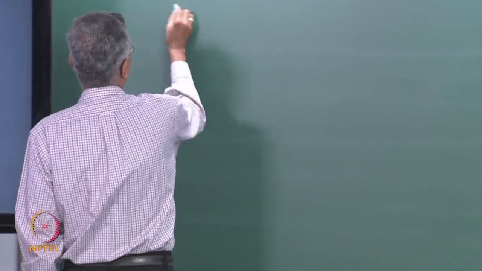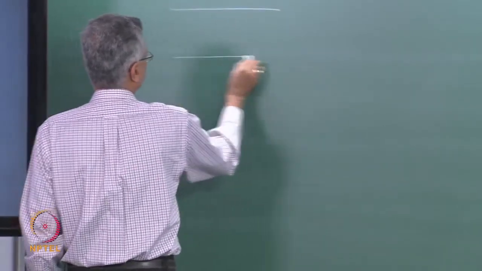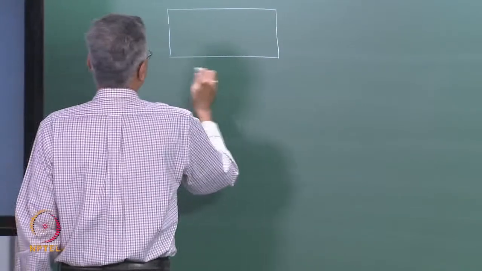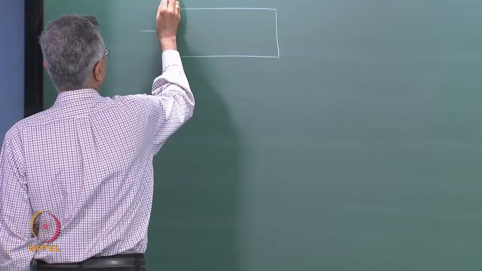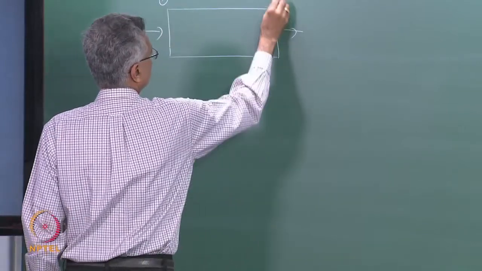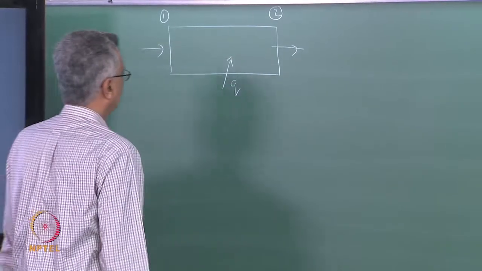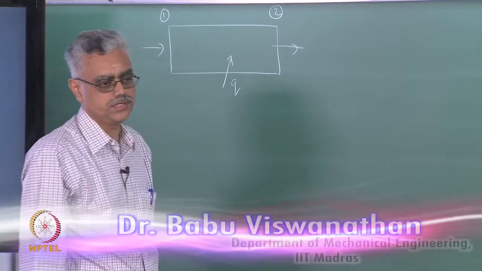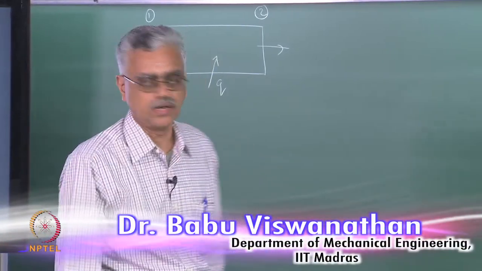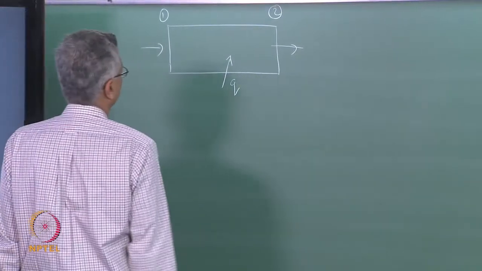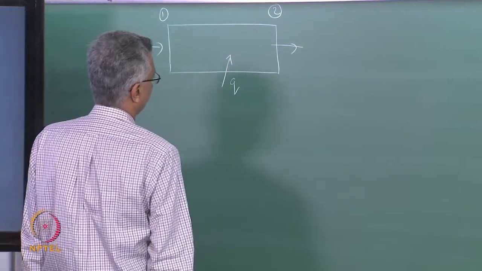In the last class, we looked at one-dimensional flow with heat addition, where the scenario was something like this. We had a duct of a constant cross-sectional area, and fluid enters the duct at state 1 and exits at state 2 with a certain amount of heat being added. This heat is in units of kilojoule per kilogram, that is what is being added.